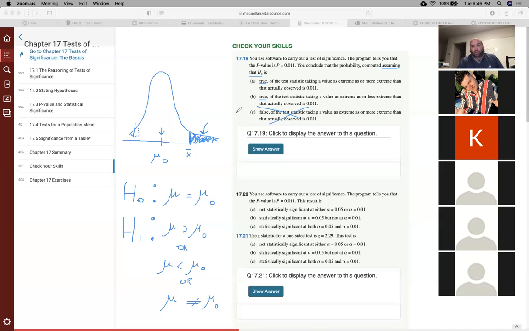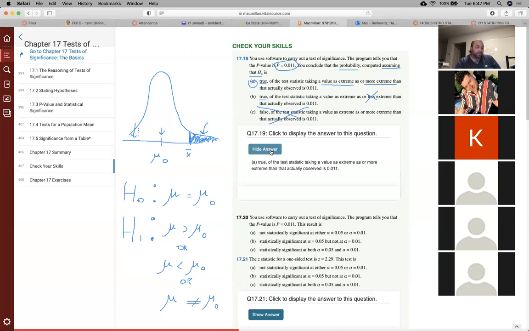So either way, I don't know in this particular problem whether it's a one-sided test or a two-sided test. Doesn't really make a difference. They give me the p-value. The p-value is nothing more than the probability, under the assumption that the null hypothesis is true, of getting what you got or something even more extreme. So taking a value as extreme or more extreme than the actual observed value, not less extreme. So therefore the answer is A. Does that make sense?